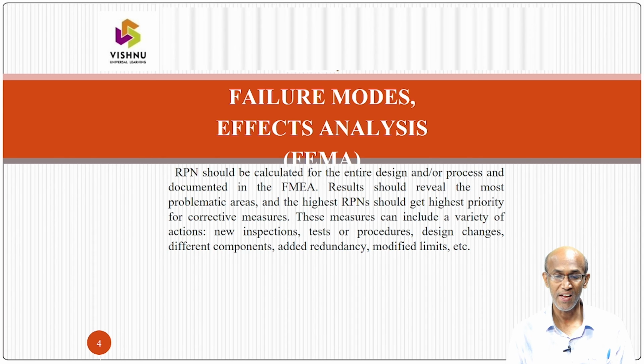RPM should be calculated for the entire design and/or process and documented in the FMEA. Results should reveal the most problematic areas, and the highest RPM should get highest priority for corrective measures. These measures can include a variety of actions: new inspections, tests or procedures, design changes, different components, added redundancy, modified limits, etc.